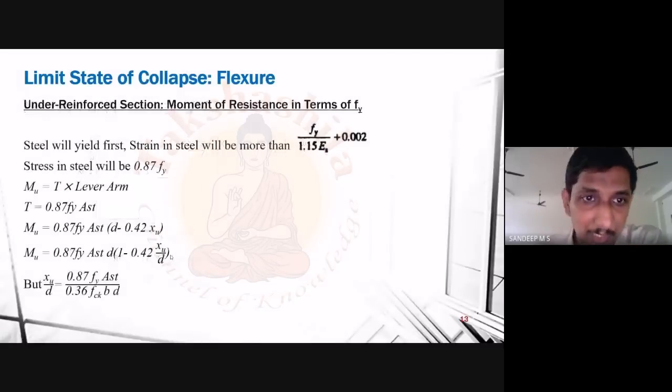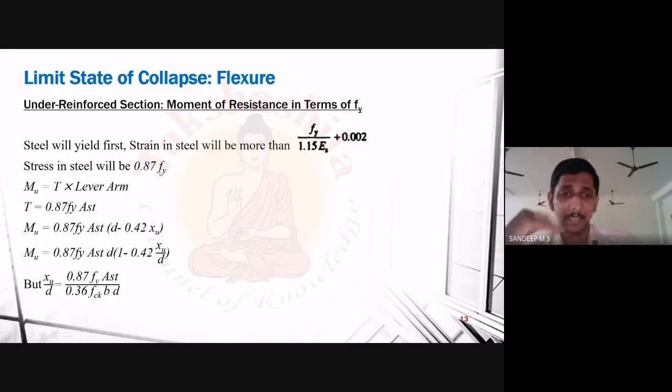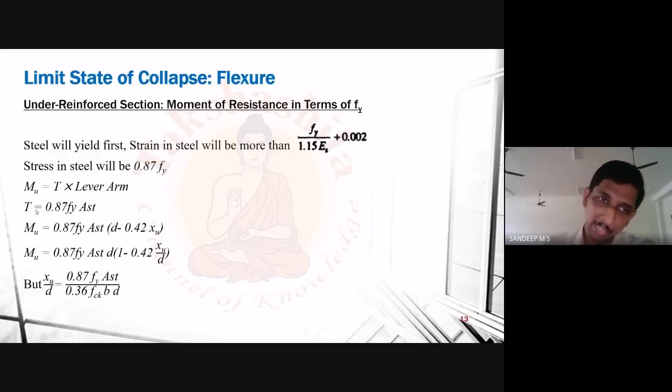So let's see how to do this. As we have seen, steel will be yielding first. Also please note, strain in steel is given by this relation as per our assumption, and stress in the steel is assumed, using factor of safety, to be the maximum or yield stress of 0.87 Fy. So please note this. Now coming to our general relation, moment of resistance is equal to total tensile force into our lever arm. That is the value of the internal couple.